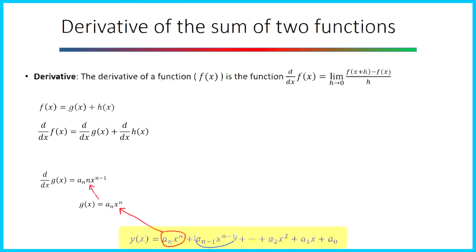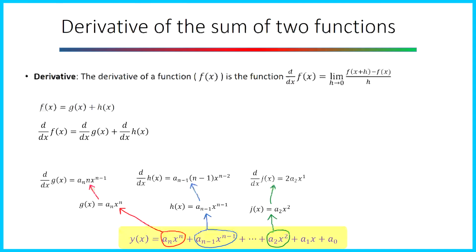Next, we'll write that h of x equals a subscript n minus 1 times x to the n minus 1, and we can compute that its derivative is a subscript n minus 1 times n minus 1 times x to the n minus 2. Our next function will be j of x equals a2x squared, which has a derivative of 2a2 times x to the 1.